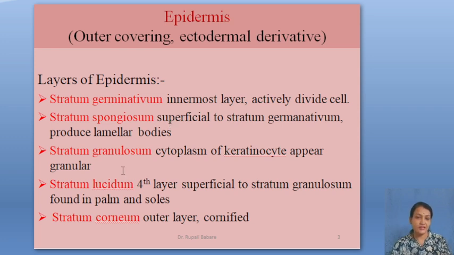Third one is the stratum granulosum. It is a very thin layer made up of keratinocytes, in which granules are found. Keratohyalin is a protein present in those granules. So keratohyalin is the precursor of keratin, which is found in that layer.